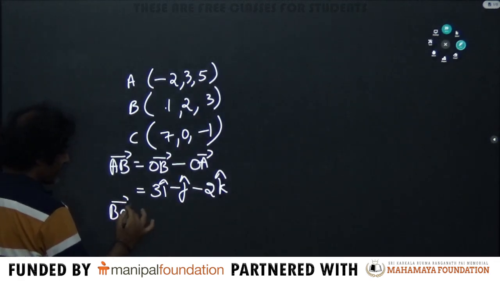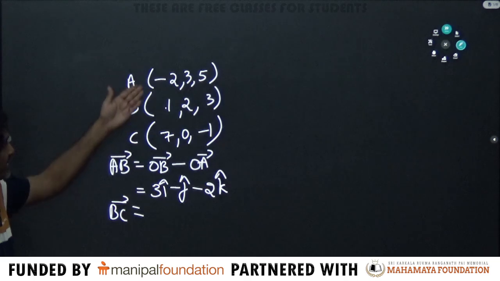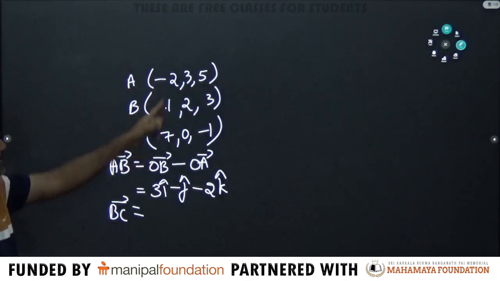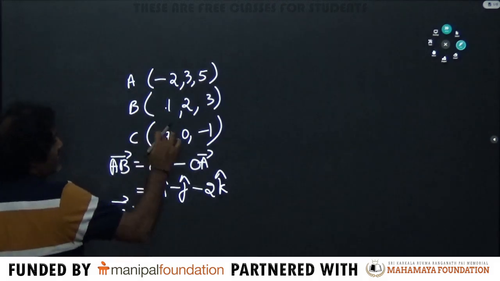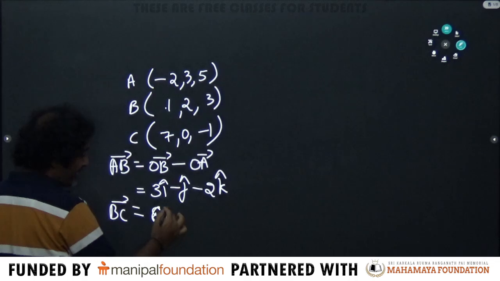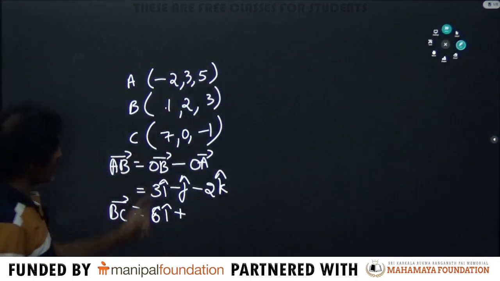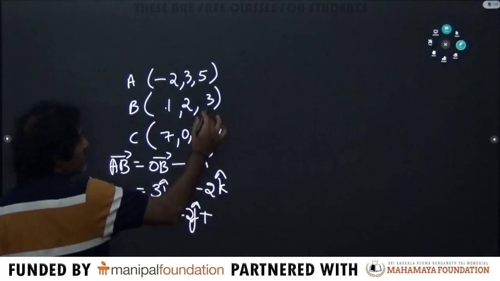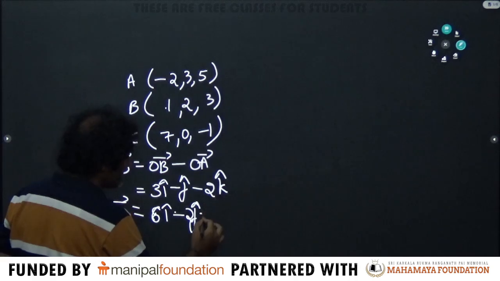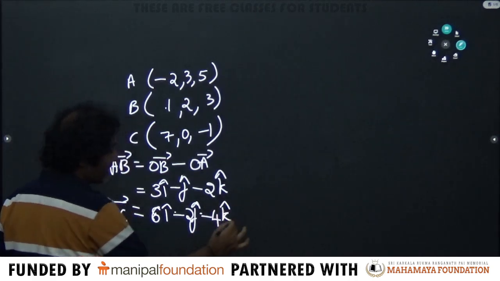And whose BC vector? If you want, you can do AC also, okay. So 7 minus of minus 2, is it 9? BC, right? 7 minus 1, 6 i cap, plus 0 minus 2, minus 2 j cap, plus minus 1 minus 3, minus 4 k cap.